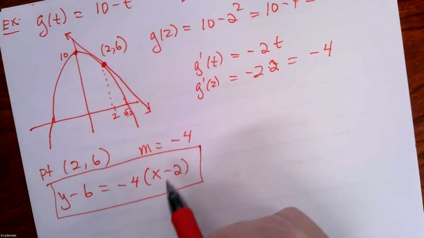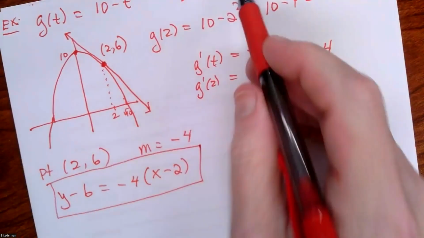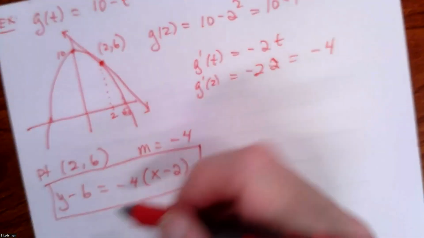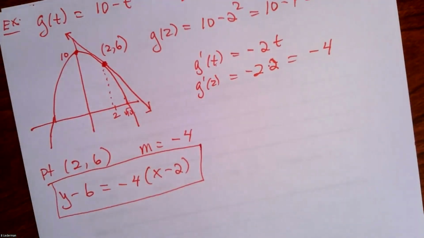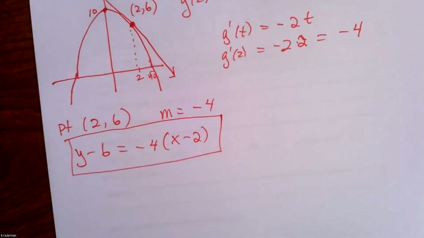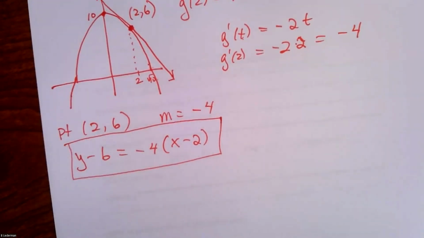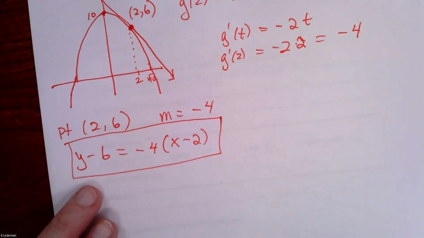Now, I just asked you to find the equation of a tangent. And that's the equation of a tangent, and that's it, we're done. Sometimes they may ask you to express the equation of the tangent in slope-intercept form. And if they do, all you've got to do is solve for y in that form.